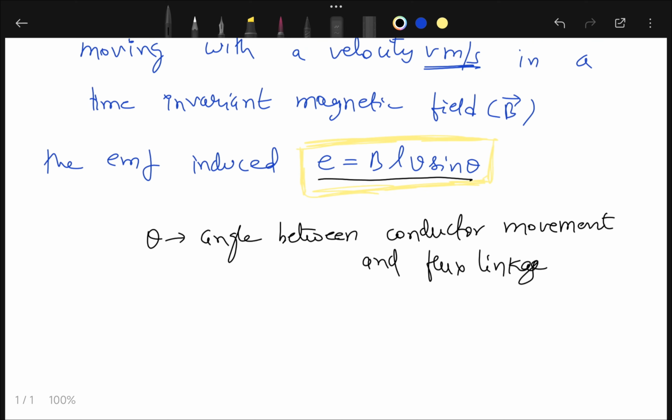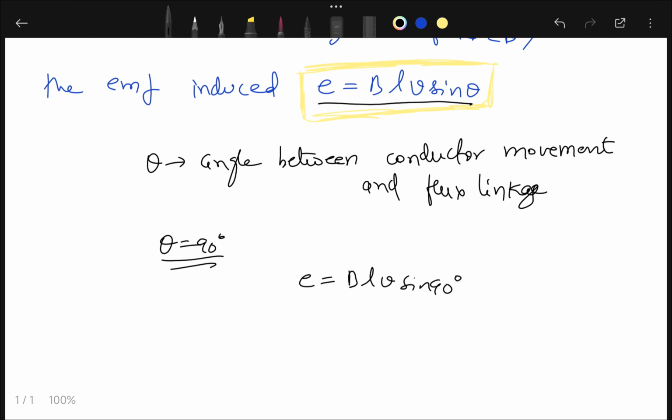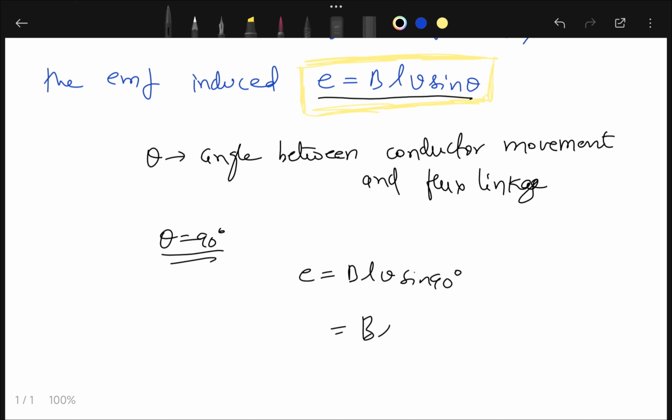So what is theta, sir? Theta is the angle between conductor movement and the flux linkage. We assume that the angle between conductor movement and flux linkage is always maintained at 90 degrees, because this depends upon the construction. So theta 90 means what about E? E equals BLV sin 90, and since sin 90 is 1, E equals BLV. This is the amount of EMF induced in a DC machine for one conductor, so I can write the unit as volt per conductor.